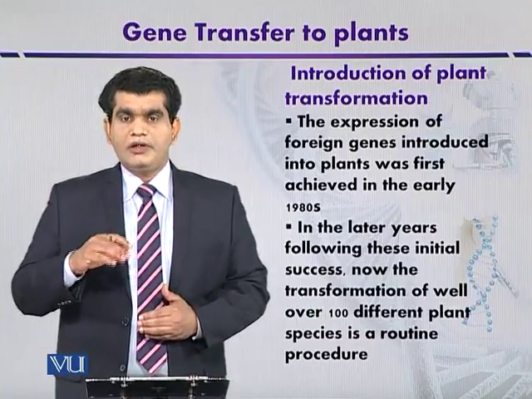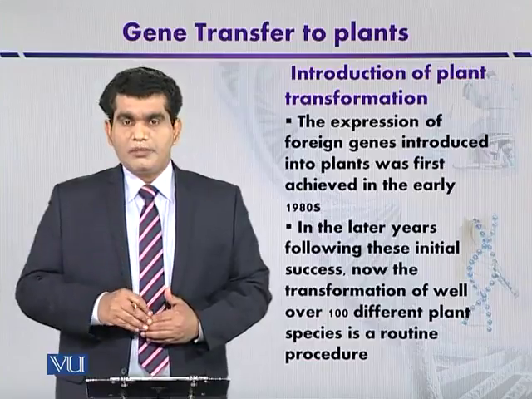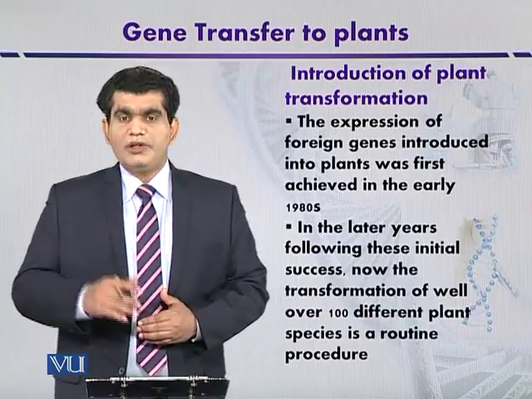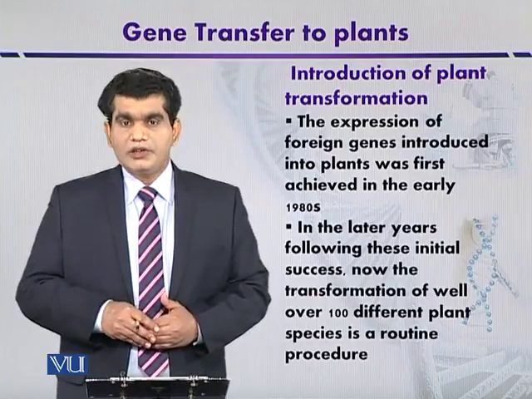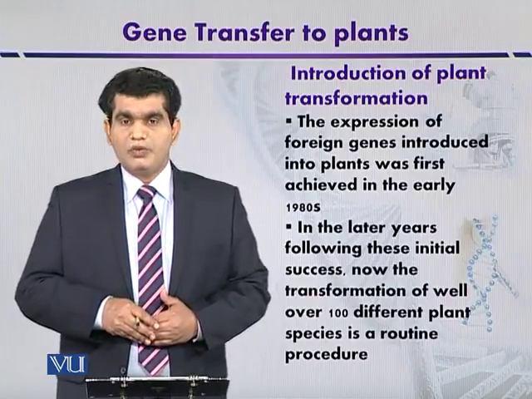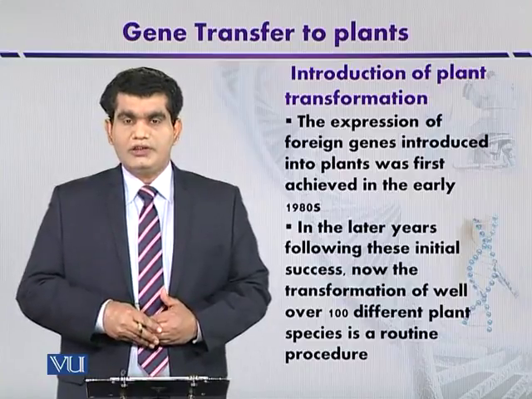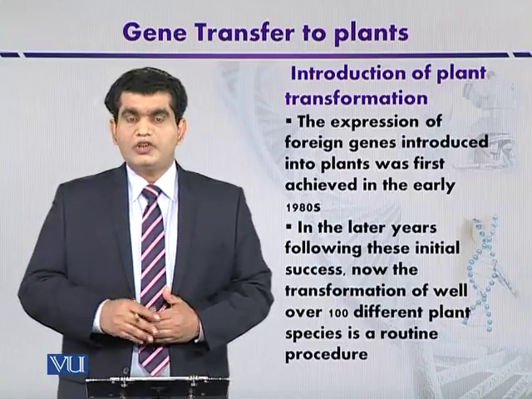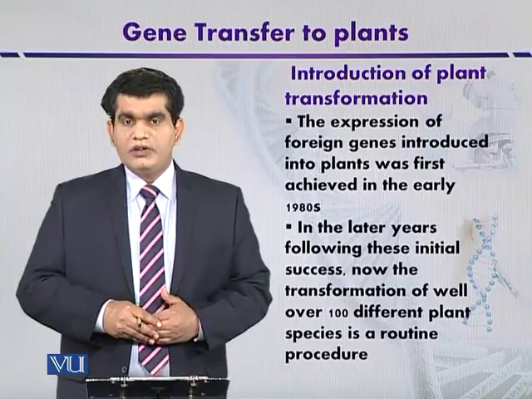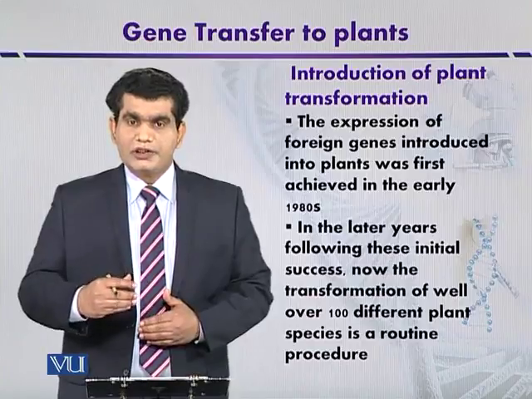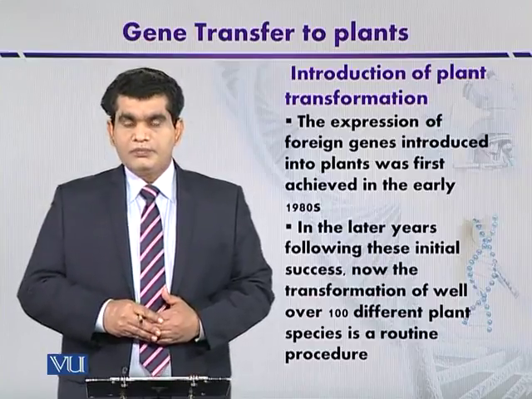and then by introducing its own genetic material, it can induce tumorous growth. And this ability of the bacterium has been exploited to transfer foreign DNA or gene of interest. And here the tobacco plant was the first one that was genetically modified by using this Agrobacterium tumefaciens.